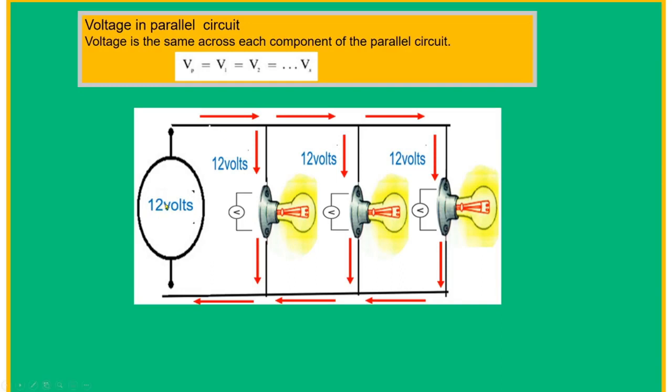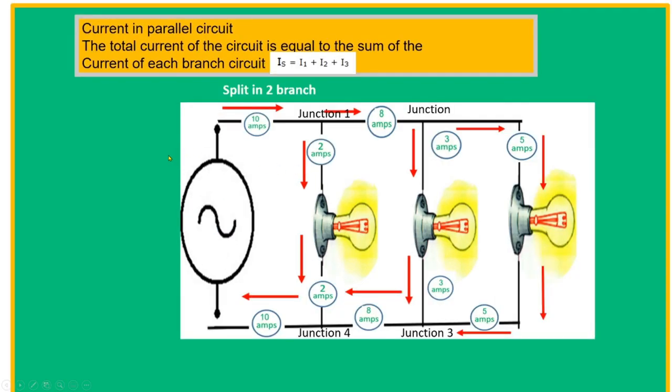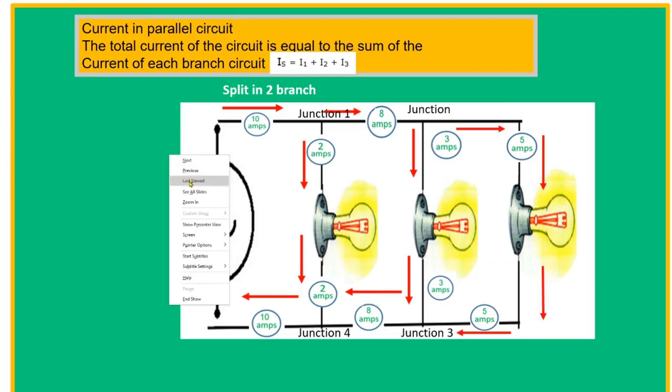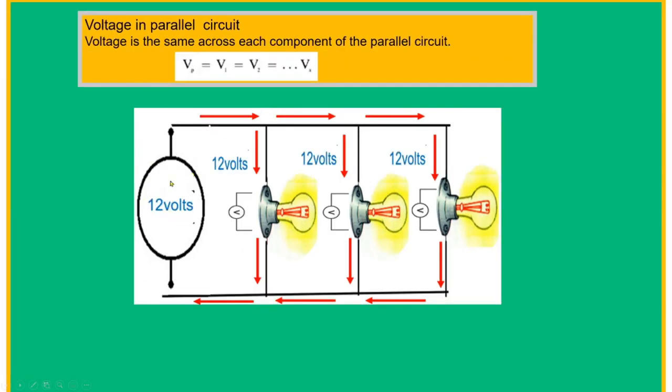If we have a 12 volt supply here, we also have 12 volts here. If we have 12 volts here, our first lamp will also have 12 volts. Our second lamp will also have 12 volts. Our third lamp will also have 12 volts.